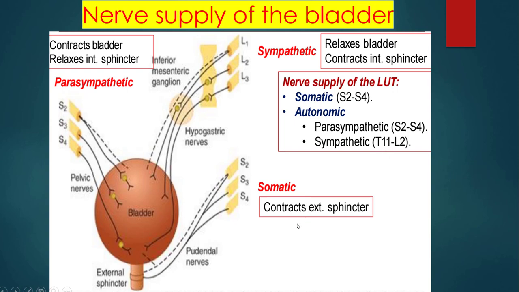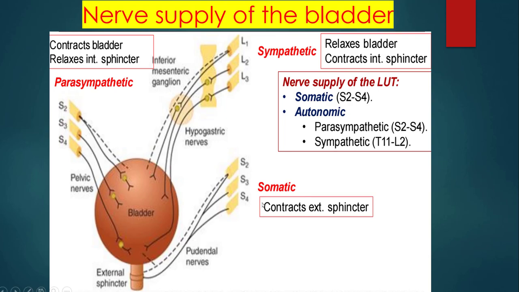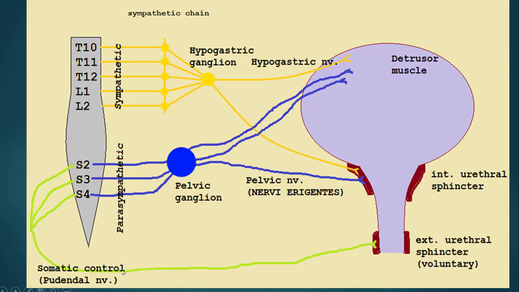The sympathetic nervous system causes relaxation of the bladder and constriction of the neck of the bladder. And the parasympathetic nervous system contracts the whole urinary bladder. The somatic supply is a somatic motor nerve, through the pudendal nerve, and it causes relaxation or constriction of the external urethra. This is the clear diagram.